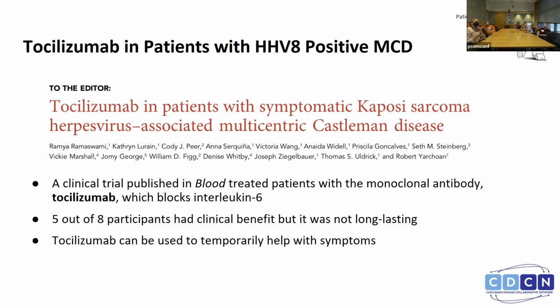Since tocilizumab came up in COVID, I get asked about it a lot. So tocilizumab is very similar to siltuximab. Siltuximab is approved for idiopathic Castleman disease, but it's not approved in HHV. It stops that chemical called interleukin-6 that causes a lot of inflammation. So tocilizumab also blocks that.